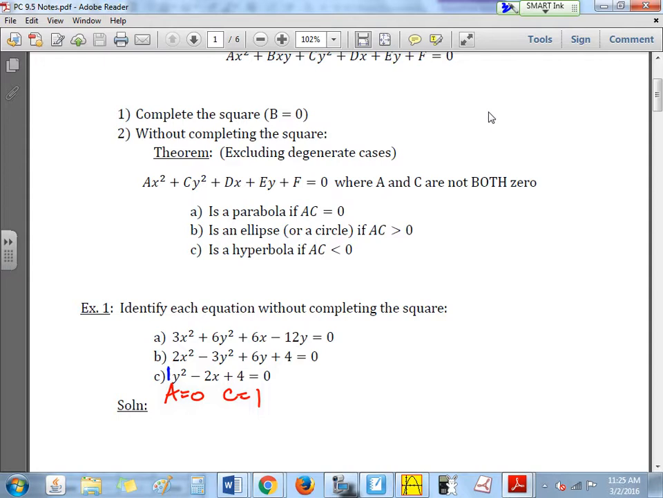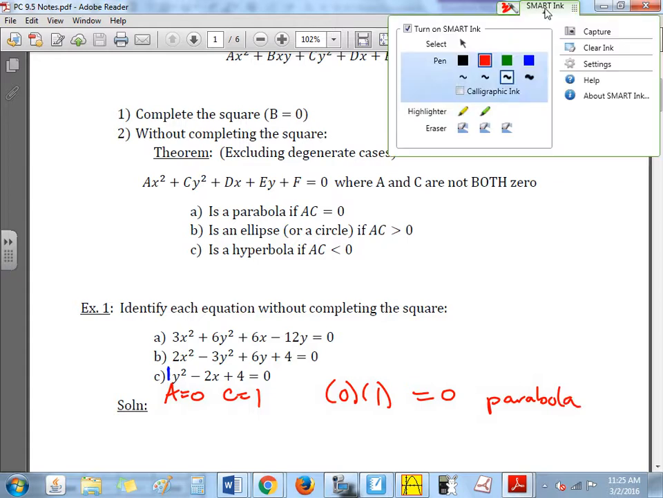Okay, in other words, A times C is 0 proves that either A was 0 or C was 0, and it's missing from the problem. So yes, you're right, this is a parabola. So these are just some old rules. We're just revisiting them and sort of rewording them.